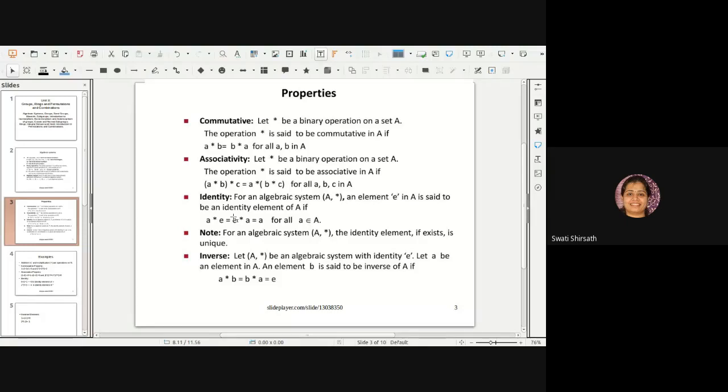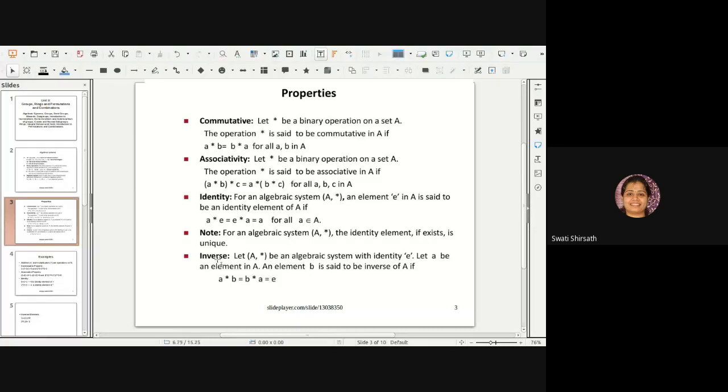In case you are getting two identity elements, it means it is not an algebraic system. So you have to check whether you are getting a single unique identity element for the given operation. And this identity element should work for all A belonging to capital A. It is not like it works on 1, 2, 3 and not on 4, 5, 6. It should work on all elements of A.